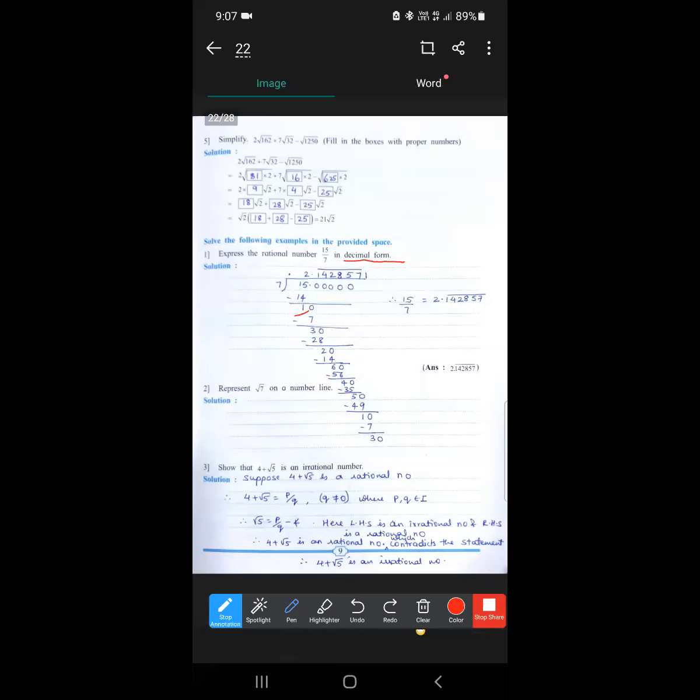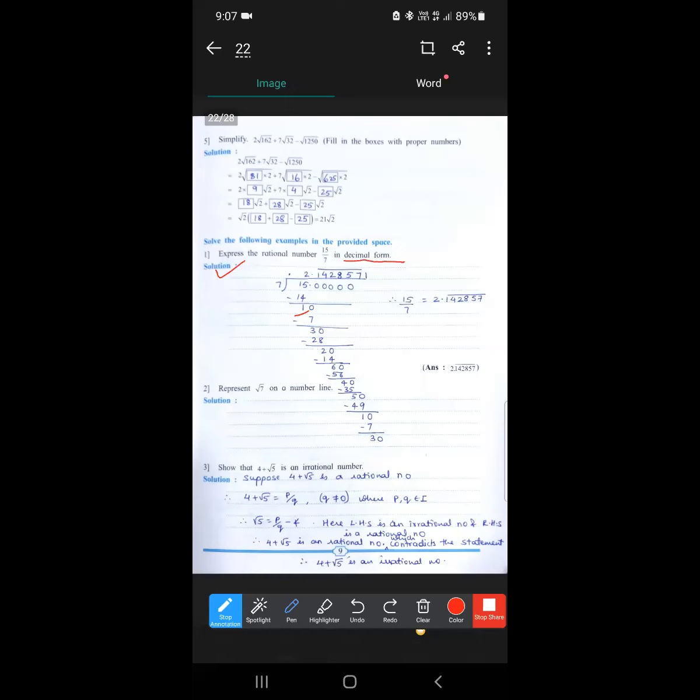Okay, so these two conditions you have to remember when you are expressing the rational number in decimal form. Either you will continue till you get the remainder 0, or, again I am repeating, if the quotient starts recurring, if it starts repeating, then you can stop the division there itself. So these two conditions you must remember whenever you carry out the division of a rational number.